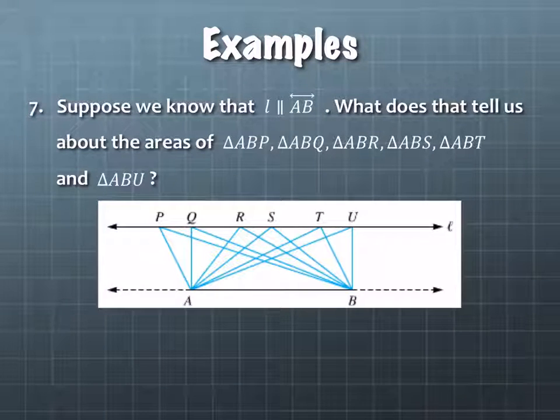So, of course, we're going to do some examples. First example, interesting picture. It's actually a bunch of different triangles drawn in there. And it tells you, suppose that we know that line L at the top is parallel to line AB at the bottom. What does this tell us about the areas of all of these triangles that are drawn in blue? They all have the same AB at the bottom, and they all have different locations at the top, P through U, as the third vertex of their triangle. What would this tell you if you were calculating all of these areas based on the area formula on the previous slide?